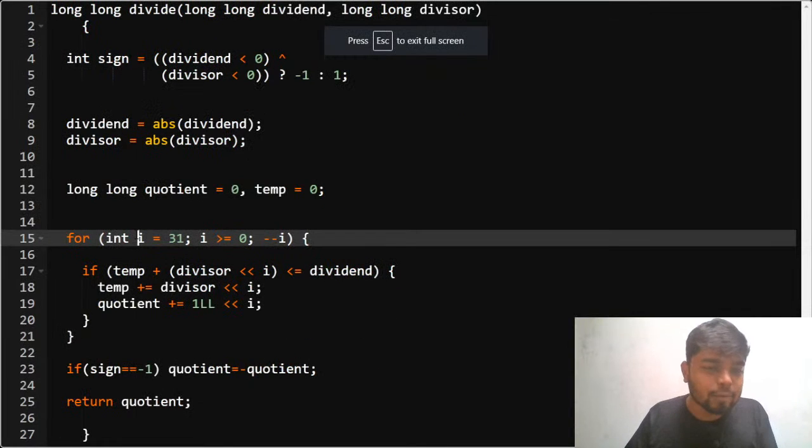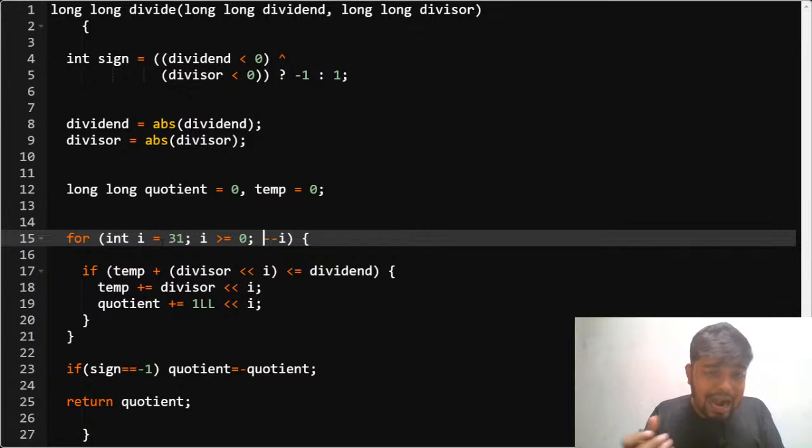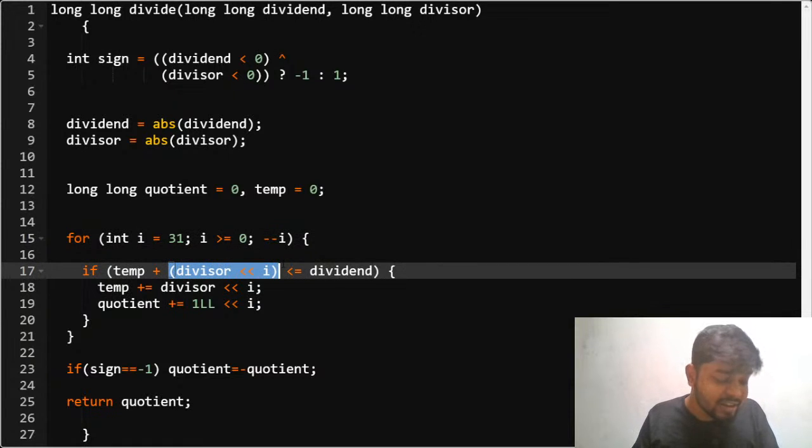I'll try to iterate from the back. I'll try to find the highest ith bit which is set, which I can add to my quotient, and if that does not exceed the dividend. We have to use a long int in this case.